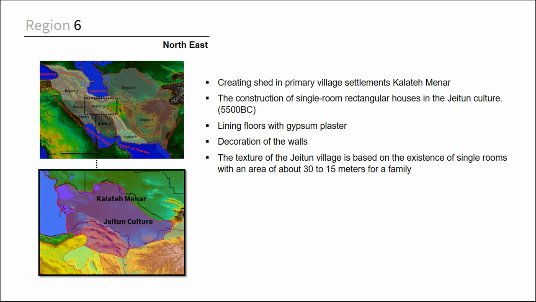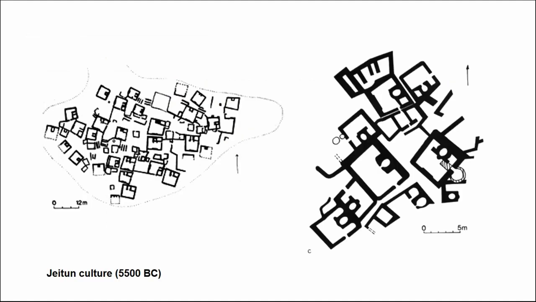In the Northwest, there are two important sites, and the most important is the Jeton culture, creating sheds in a primary village settlement, and also the concept of single-room rectangular houses in Jeton culture, lining floors with gypsum plaster, decoration of walls. The structure of Jeton village is based on excellent single rooms. This is the Jeton culture, single rooms that together make a primary village.